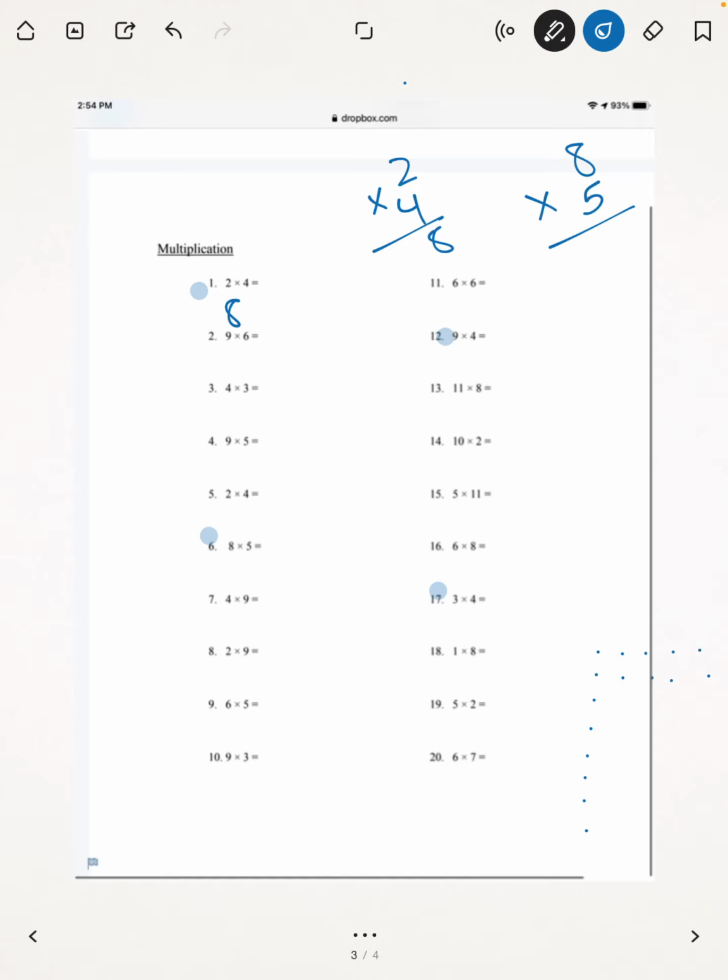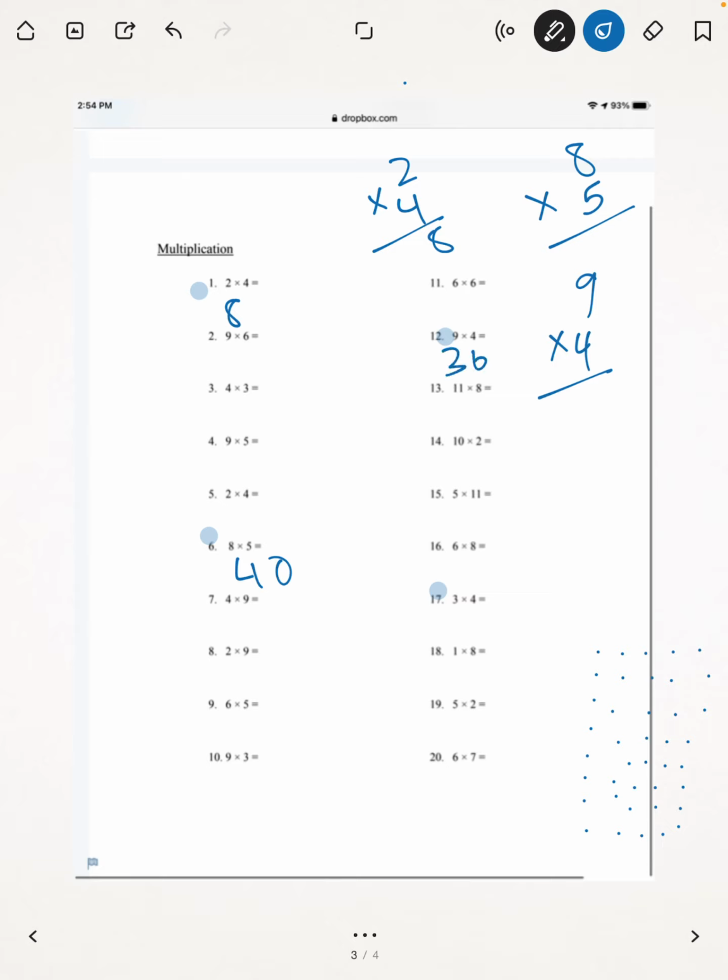Oops, I think I drew too much. No, I didn't. And you count it up, and then if you do that, it equals 40. Okay, 9 times 4. You have to do 9 times 4, or you could do 4 plus 4 plus 4, 9 plus 9 plus 9 plus 9. If you do that, it equals 36.